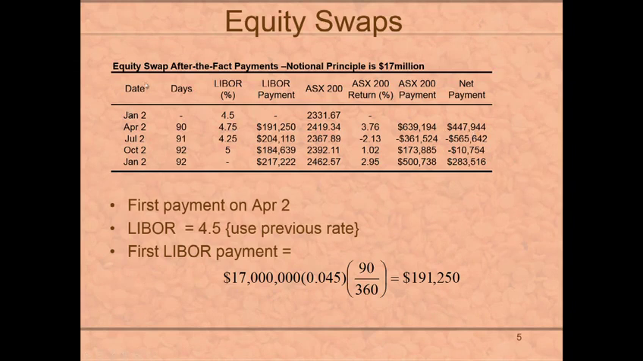So the portfolio manager pays out 191,000, receives 639,000, so the net effect is he receives 447,000. Now these are the two payments that I want you to pay attention to. So you find that equity makes a loss in the second period.